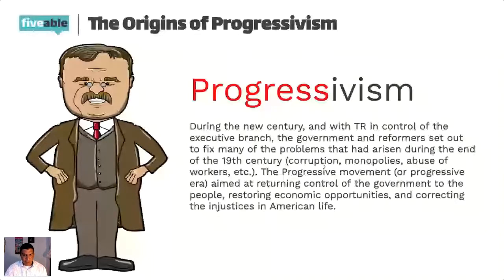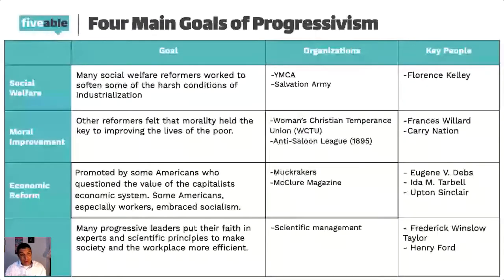All right. So this is very important. If you're writing something down, I need you to write this down to remember it. There are 4 goals for progressivism. The first goal was social welfare. The second goal was moral improvement. The third goal was economic reform. And the fourth goal was to foster efficiency.